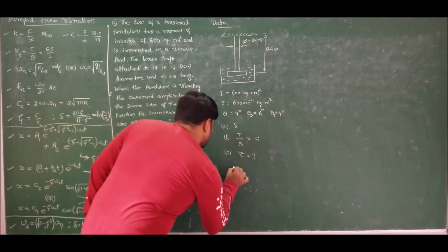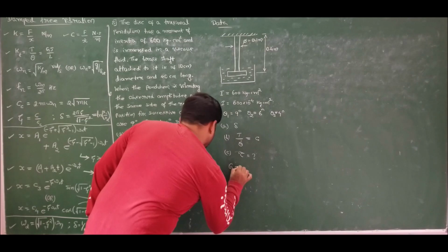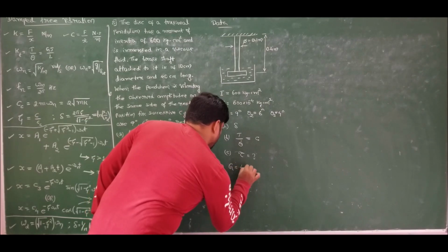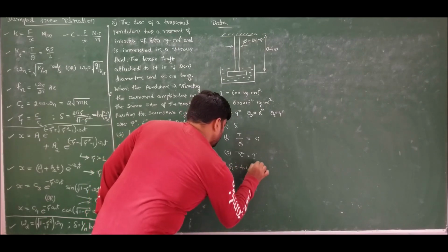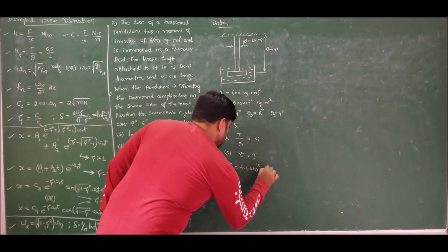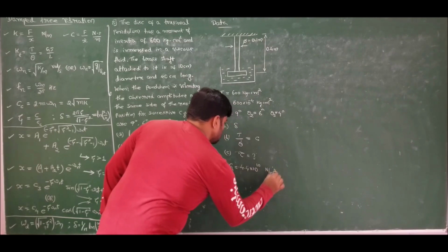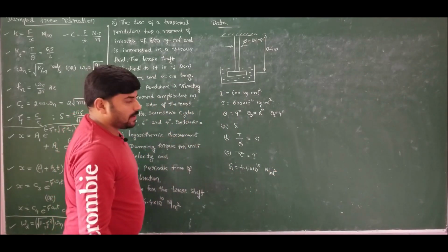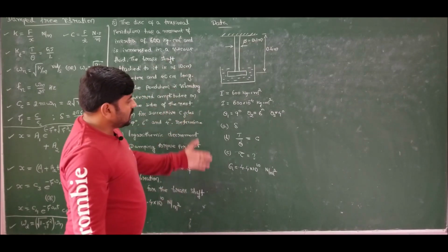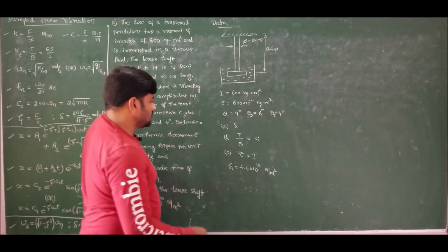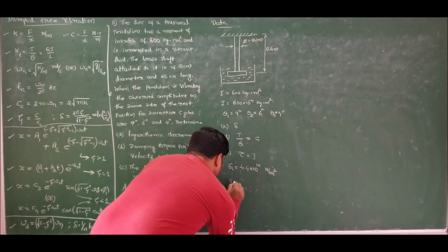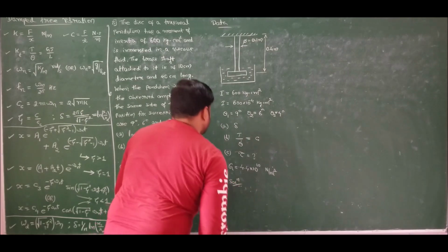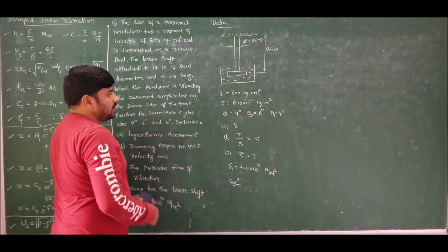For the brass shaft, he is asking us to take the modulus of rigidity G as 4.4 into 10 to the power of 10 Newton per meter square, that is pascals. 4.4 into 10 to the power of 10 pascals. So this is the data given for us. Let us solve this problem. If I move to the solution, first one is logarithmic decrement.